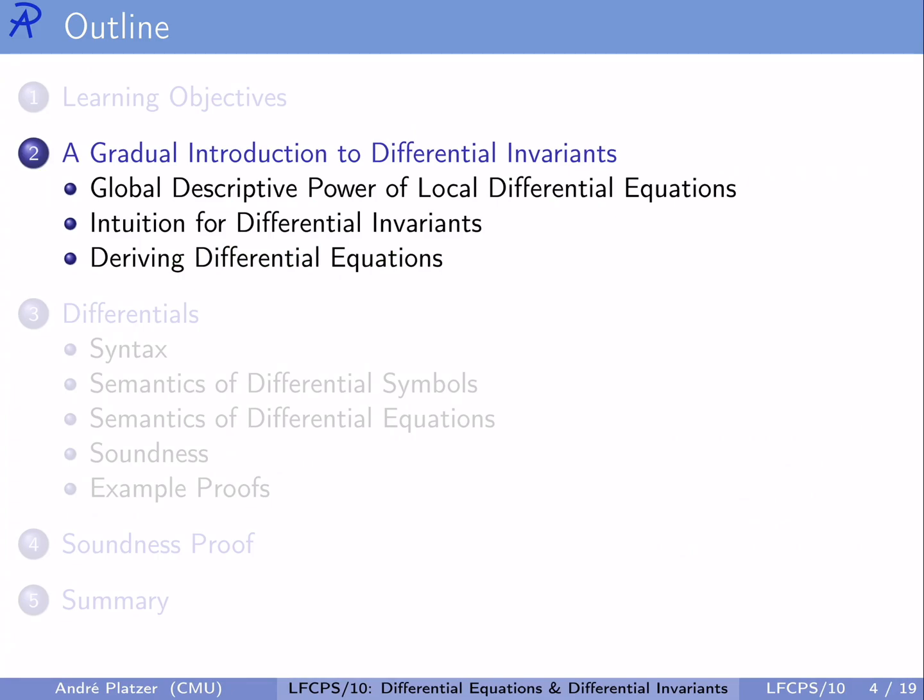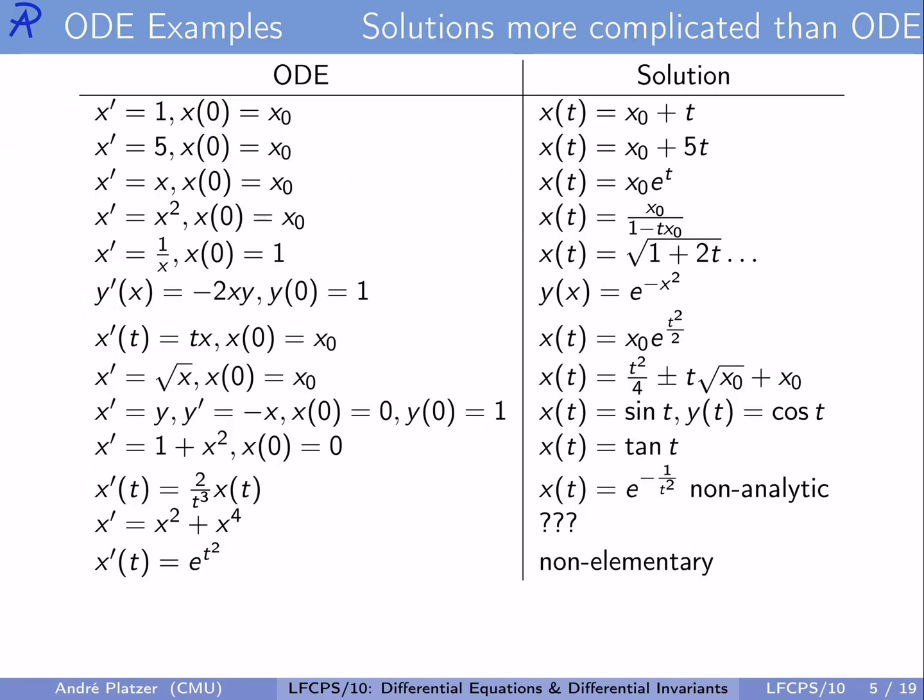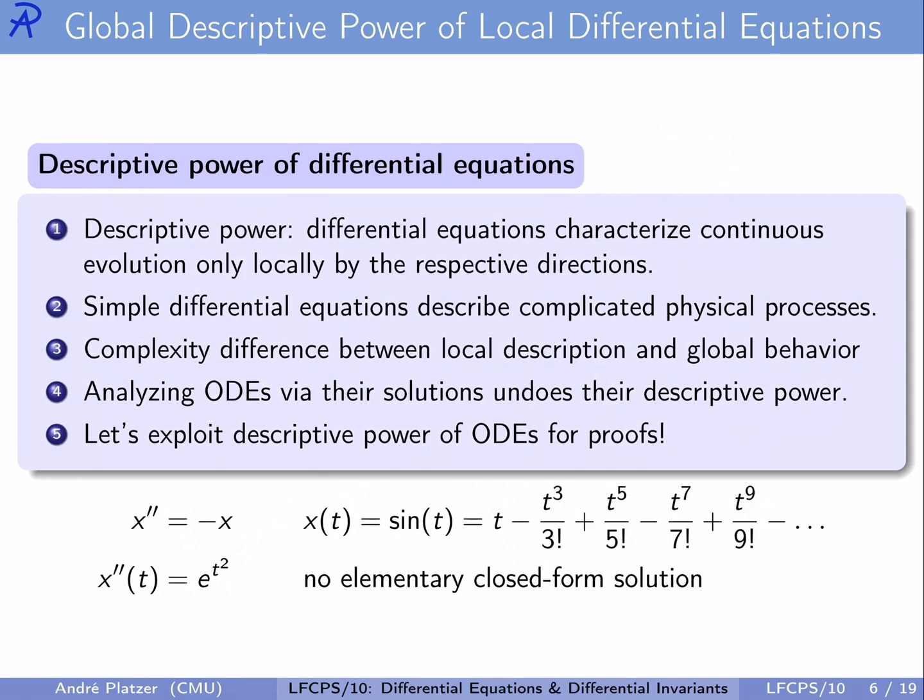Let's begin a gradual introduction into the principles of differential invariants. Remember these differential equations that we looked at in the 2nd chapter? And here are their solutions. Don't even look at them individually, but you'll notice that for pretty simple differential equations, constants have linear functions as solutions, linear functions have exponentials, for example, as solutions. There are sine and cosine functions coming from pretty simple linear differential equation systems. And the point is that the solutions are much more complicated than the differential equations themselves. But that's part of the descriptive power of differential equations.